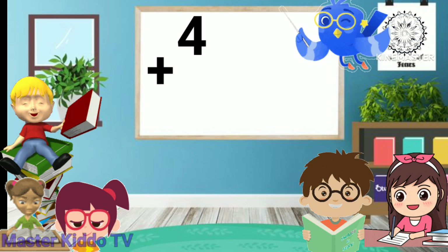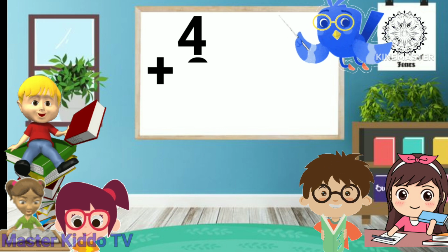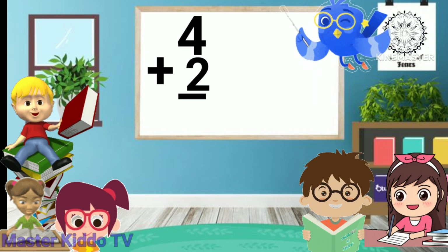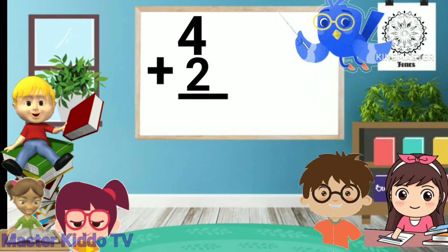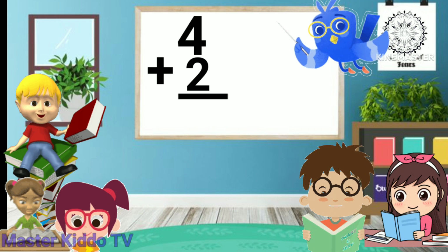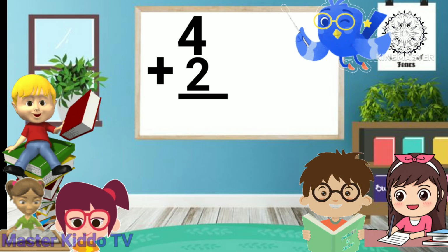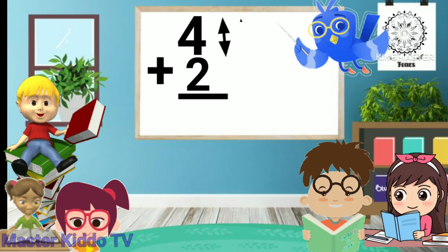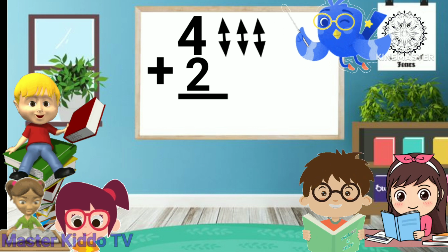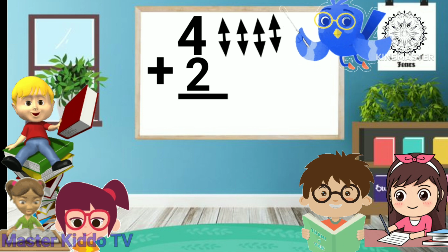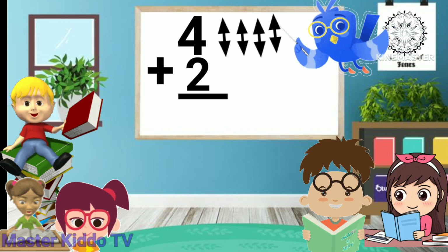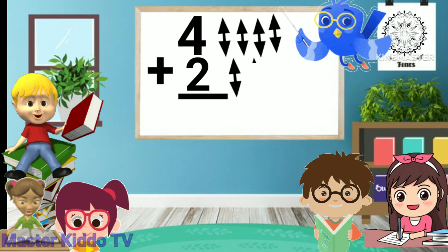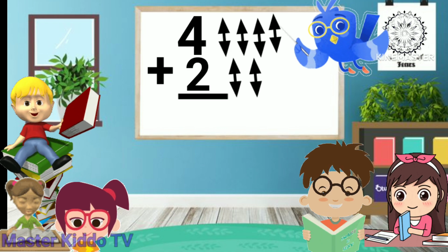4 plus 2 is equal to. In the same way, for addition, we put 4 lines beside 4: 1, 2, 3 and 4 lines. Now we put 2 lines beside 2: 1, 2.